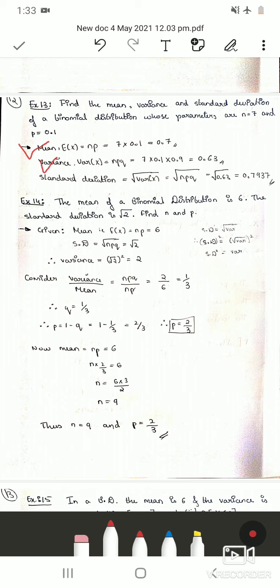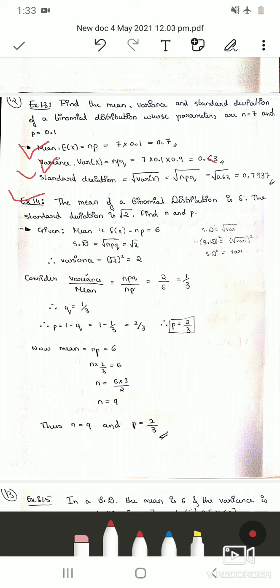Along with this, they have asked to find out the standard deviation. Standard deviation is the square root of variance, which is the square root of npq. We have found npq, which is 0.63. Therefore the square root of 0.63 is 0.7937.